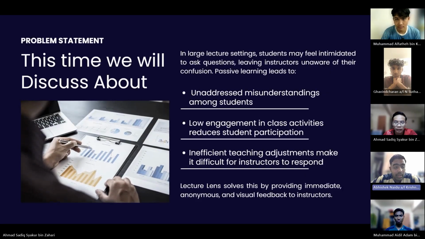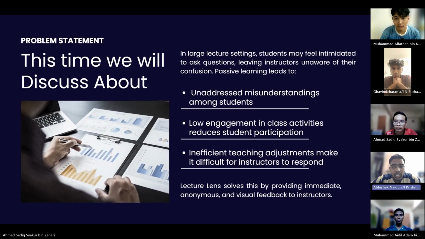For the problem statement, in large lecture settings, students may feel intimidated to ask questions, leaving instructors unaware of their confusion. Passive learning leads to unaddressed misunderstanding among students, low engagement in class activities, reduced student participation, and inefficient teaching adjustment, making it difficult for the instructor to respond. Lecture Lens solves this by providing immediate, anonymous, and visual feedback to the instructor.